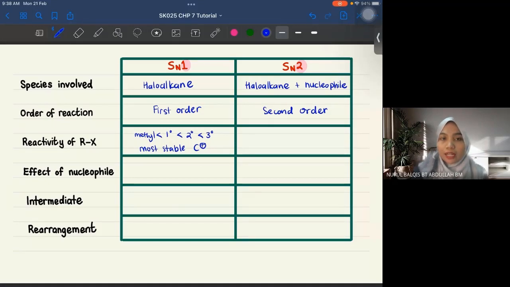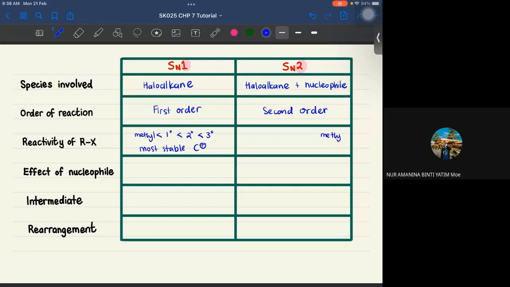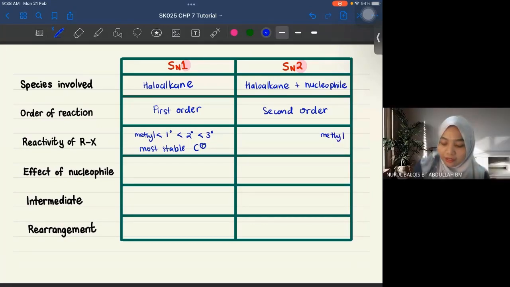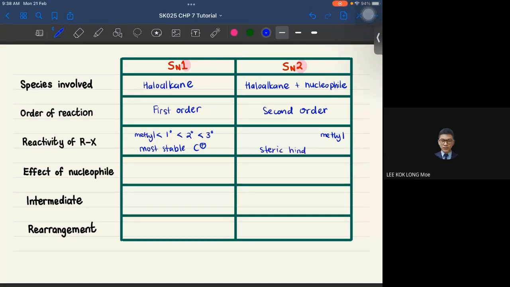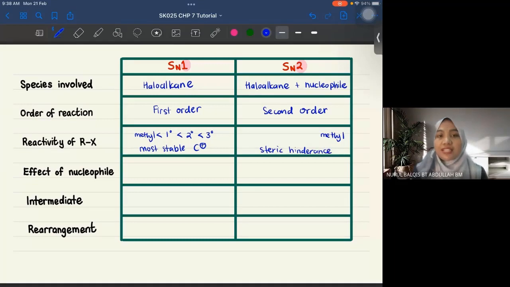SN2 kalau kita tengok type of alkyl halide, kita akan favor siapa? Based on apa? Kenapa kita pilih dia? Dia nak pilih siapa? Kalau SN1 kita pilih tertiary, the highest reactivity towards SN1. Kalau SN2? Methyl. Okay, methyl. Kenapa pilih methyl? Kita nak check for steric hindrance kan? Yes, steric hindrance. Steric hindrance ni yang kita nak tengok. Size of the alkyl group tu mengganggu tak?